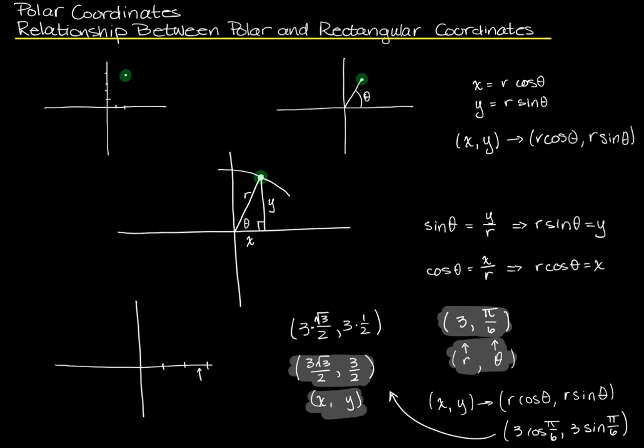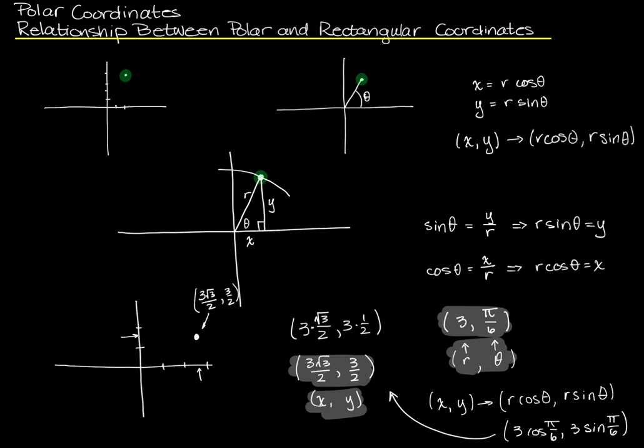Okay, so x comma y is going to be 3 root 3 over 2, which is about 2.6, and 3 halves is 1.5. So let's put that in there. 1.5 is going to be here. So that point will be right about there. This is 3 root 3 over 2, comma 3 halves.